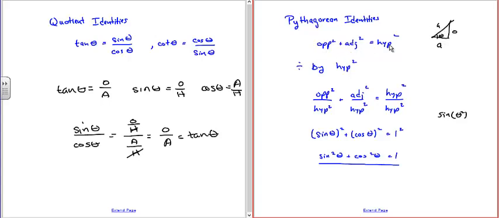And then if you take the Pythagorean theorem and divide every term by hypotenuse squared, you get opposite squared over hypotenuse squared plus adjacent squared over hypotenuse squared equals hypotenuse squared over hypotenuse squared. But opposite over hypotenuse is the sine, adjacent over hypotenuse is the cosine, and this is 1. So you get sine of theta squared plus cosine of theta squared equals 1.